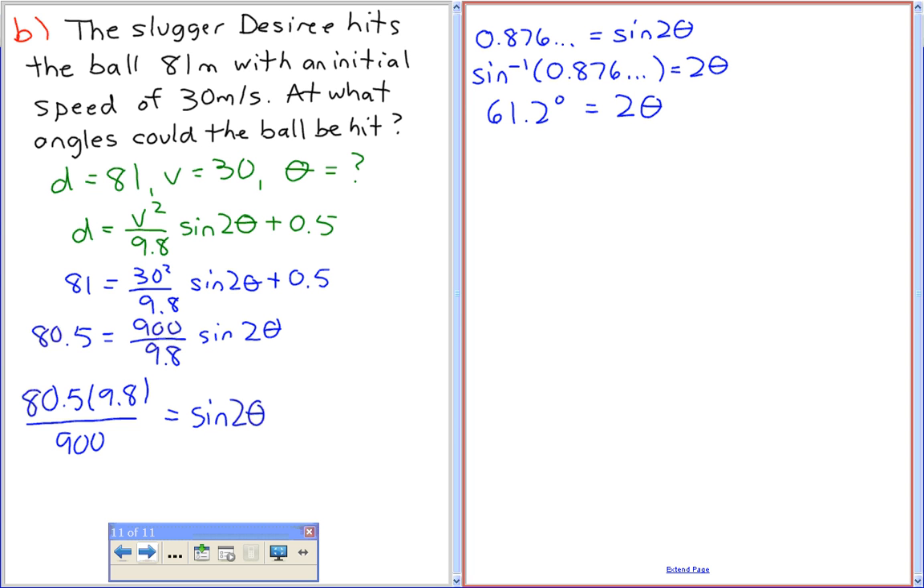Okay, next step. Conrad, get data by itself. Divide by 2, and you should hopefully get 30.6. If you give this to me on your test, I will say 2 out of 4, not bad. What did Mr. Sadler forget on this question? The other angle. How do I get the other angle?